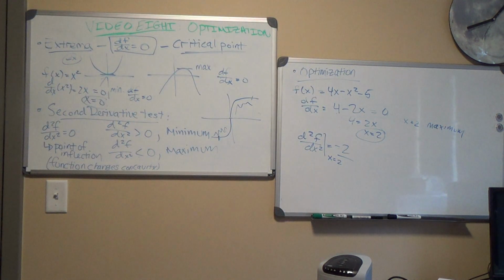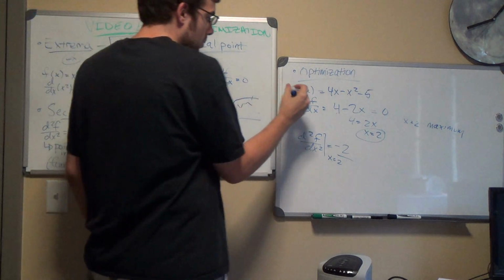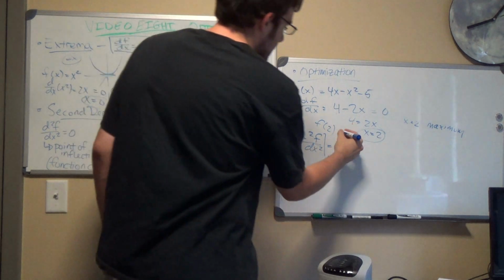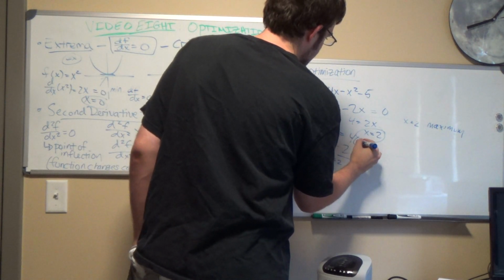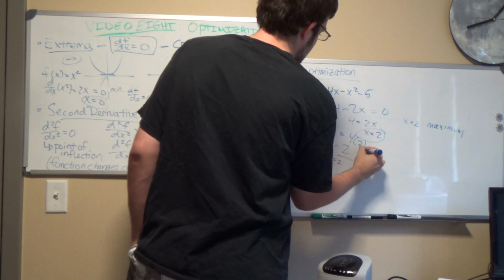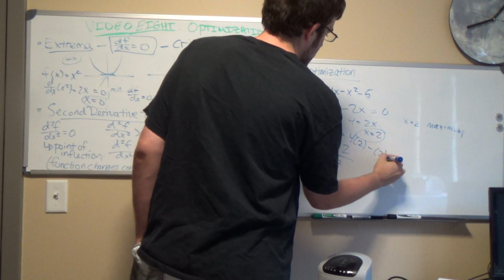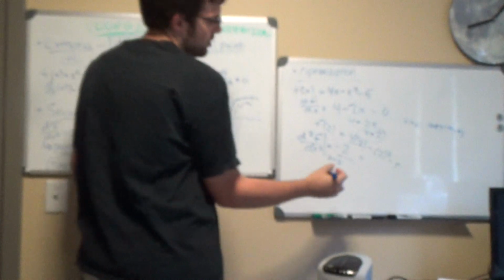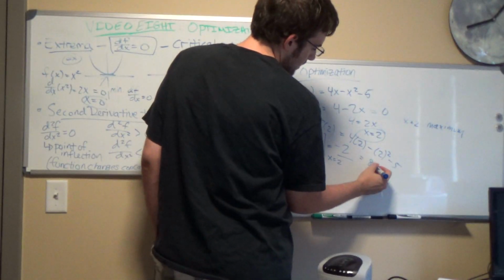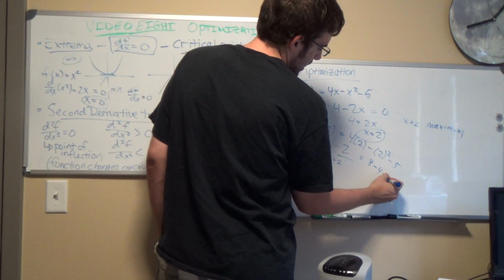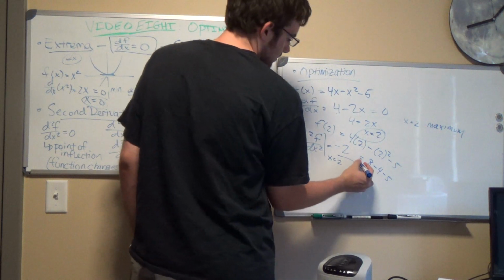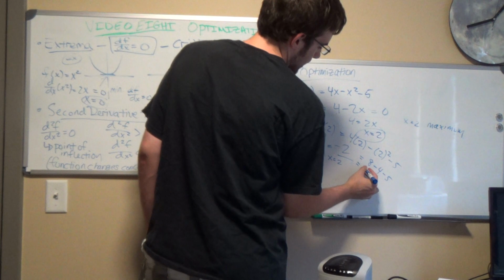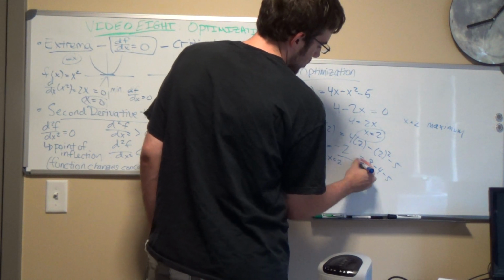Now the next step is to find out what f of 2 is. That's equal to 4 times 2 minus 2 squared minus 5, which equals 8 minus 4 minus 5. 8 minus 4 is 4, minus 5 is negative 1.